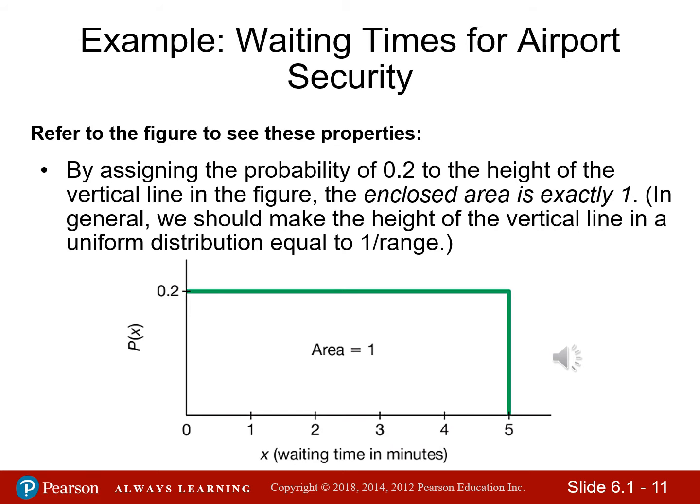By assigning the probability of 0.2 to the height of the vertical line in this figure, the enclosed area is equal to 1. In general, we should make the height of the vertical line in a uniform distribution equal to 1 over the range. In this example, our range is the maximum value minus the minimum value, or 5 minus 0. And 1 over 5 minus 0 is equal to 0.2.